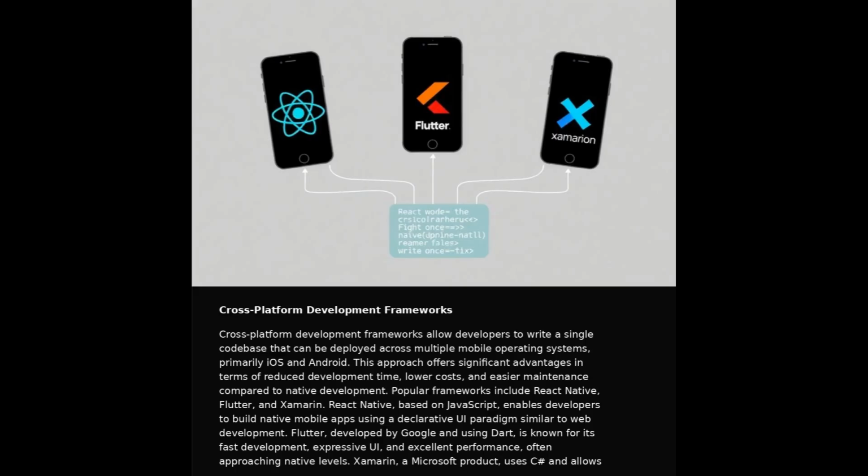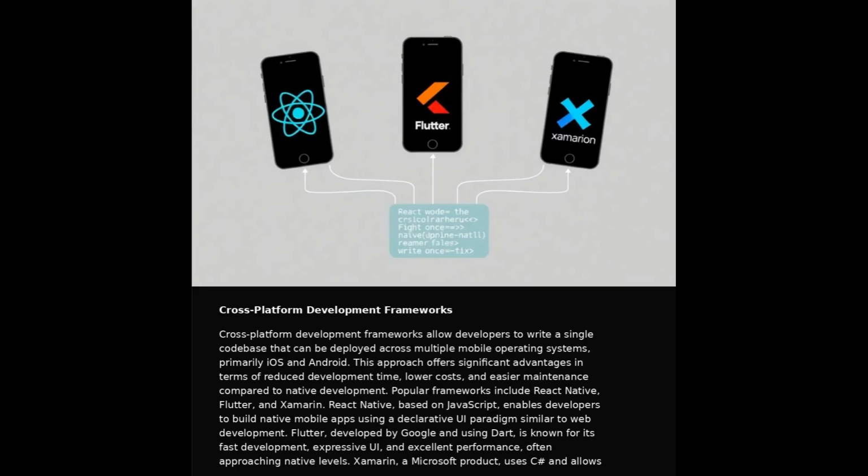React Native, based on JavaScript, enables developers to build native mobile apps using a declarative UI paradigm similar to web development. Flutter, developed by Google and using Dart, is known for its fast development, expressive UI, and excellent performance, often approaching native levels. Xamarin, a Microsoft product, uses C# and allows for shared code across platforms while still accessing native APIs.